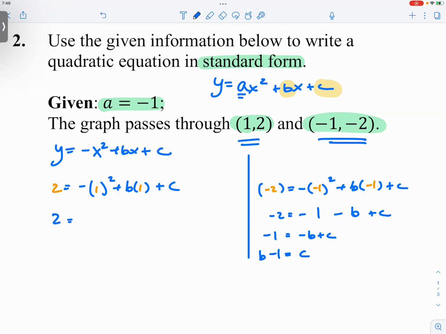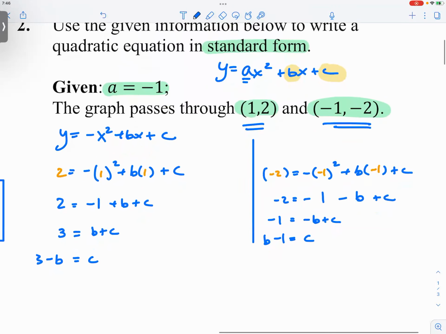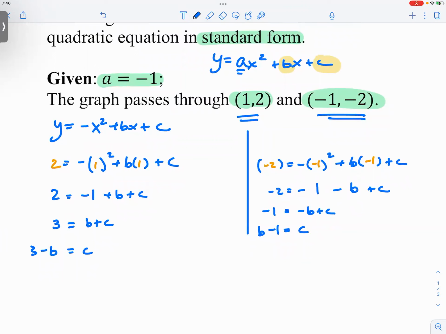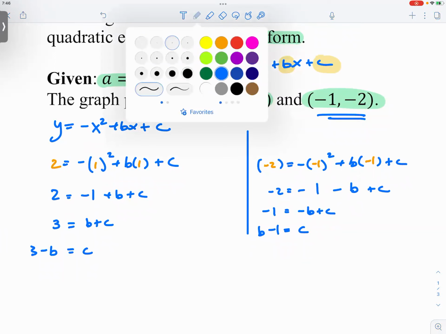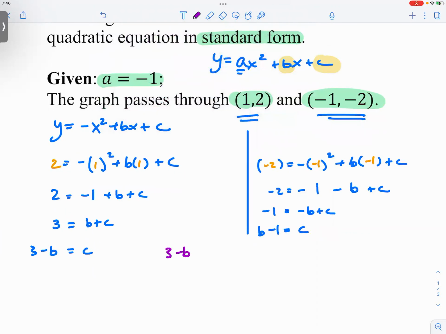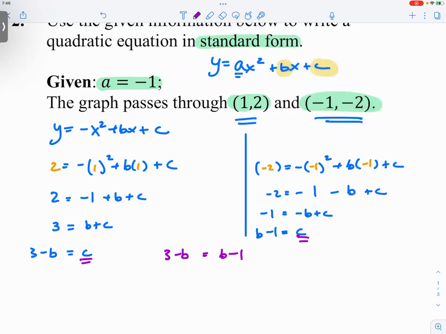And then the other equation that we were working on earlier. You add 1 on both sides, and then 3 is going to b plus c, and so we can say 3 minus b is equal to c. So what can you do? Well, you have c by itself. You found out c already from both equations. Then you can now say that 3 minus b is equal to b minus 1, since c is equal to c.